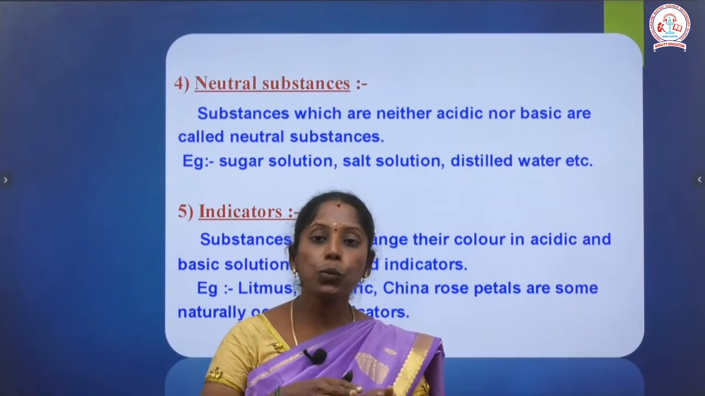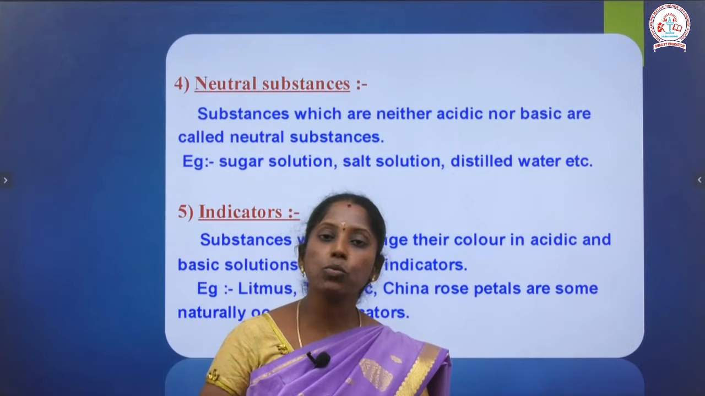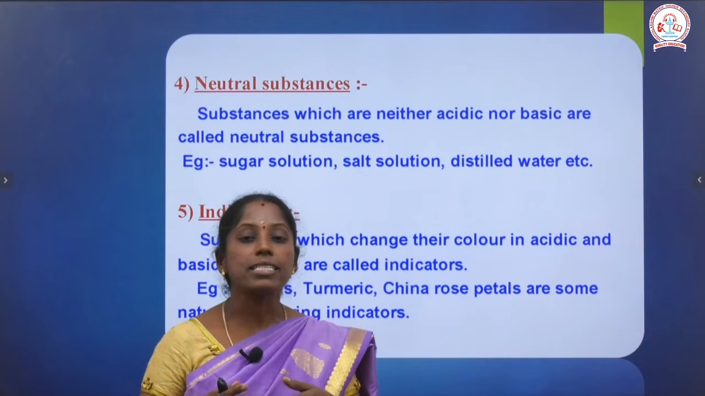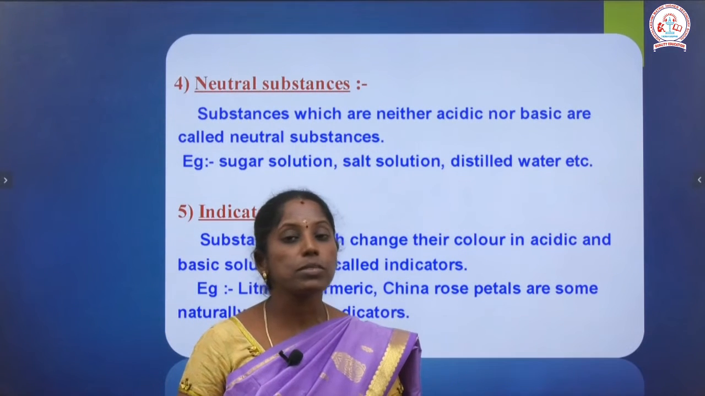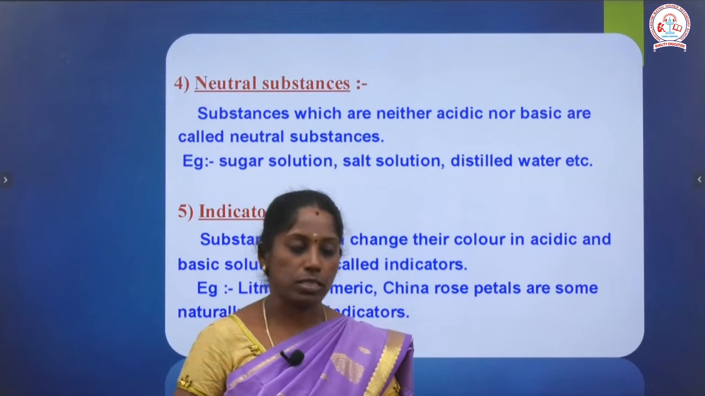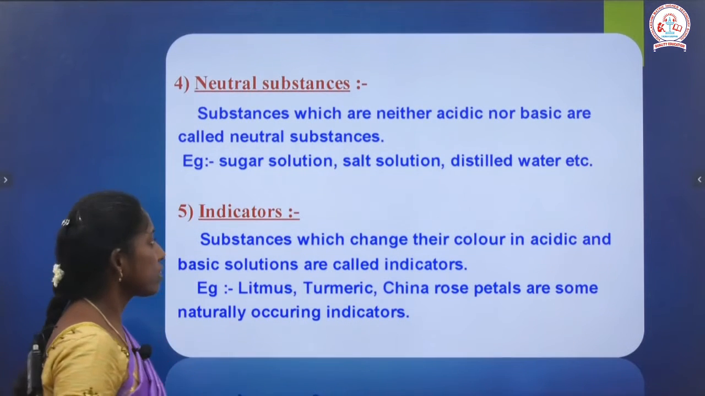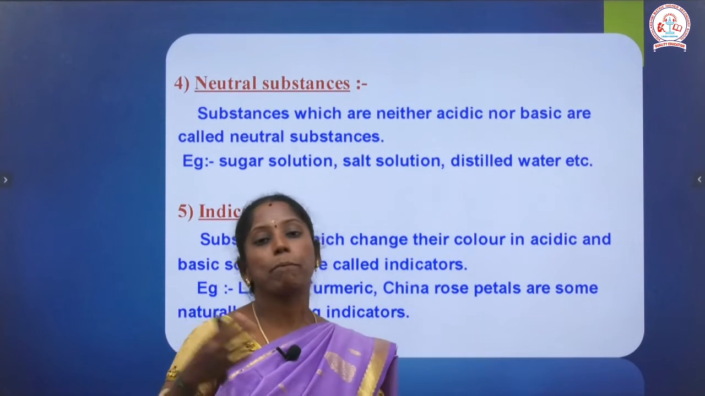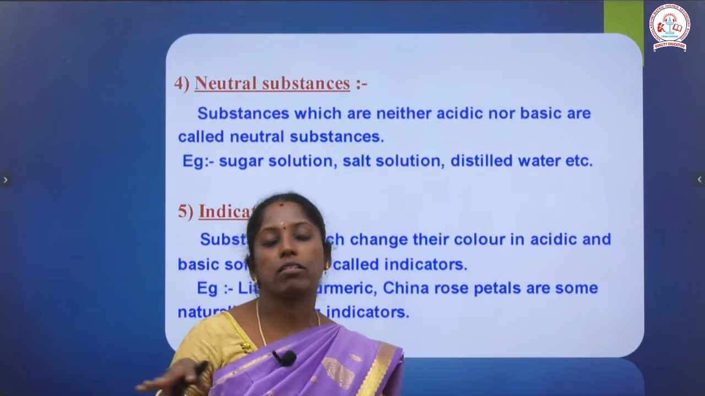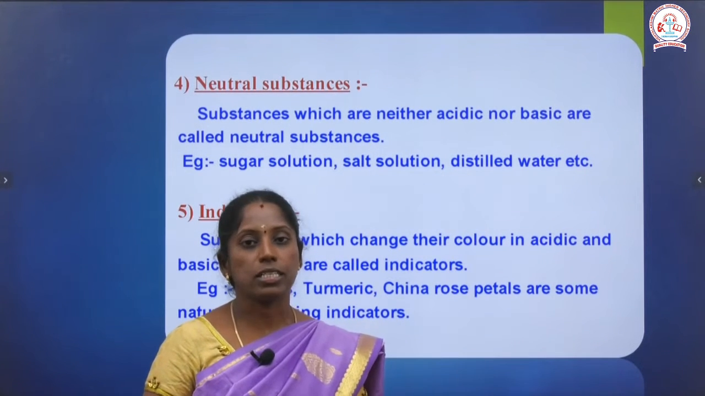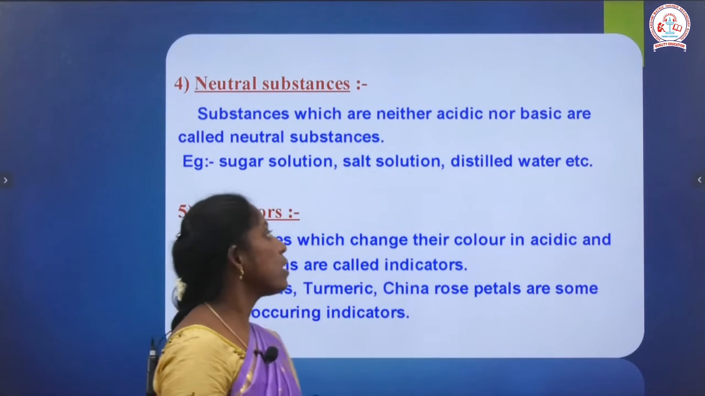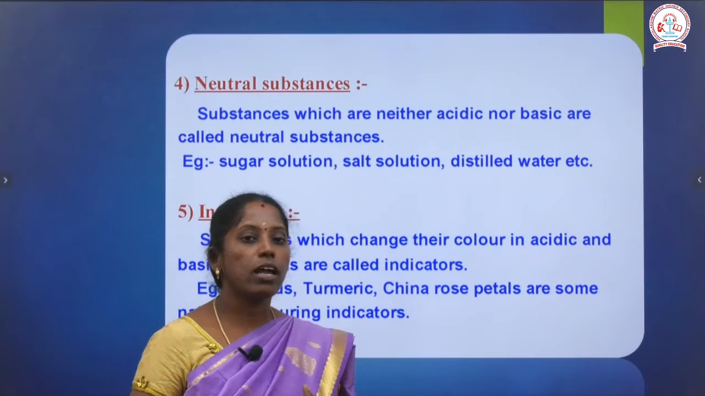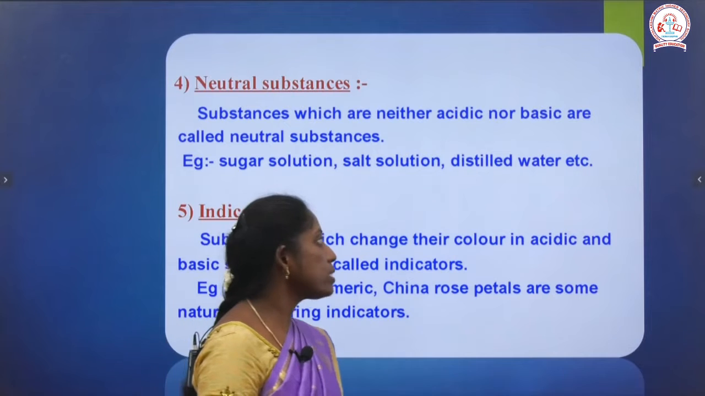Then next one is neutral substances. What is neutral? Neutral means middle, they say. A substance which is neither acidic nor basic, such substances we can call neutral substances. We can see that water, sugar solution, salt solution are all neutral substances. It is not an acid or a base. Example: sugar solution, salt solution and distilled water. Why do they say distilled water? Cleaned, purified water is a neutral substance.